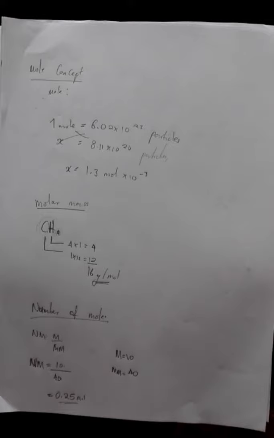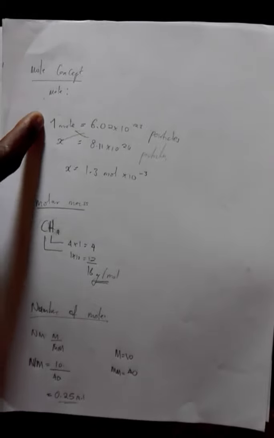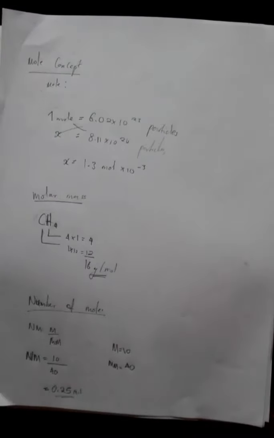So I'm just going to quickly get into the definition of a mole. A mole is the amount of substance containing the same number of particles as there are in carbon-12. So there's a standard that we use, which is that 1 mole is equal to 6.02 times 10 to the power 23 particles.